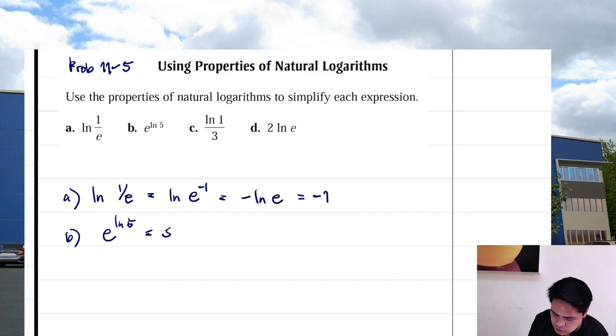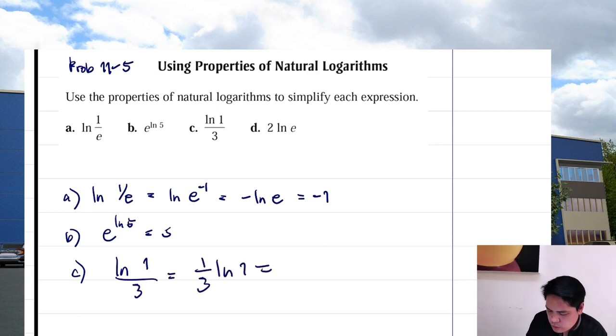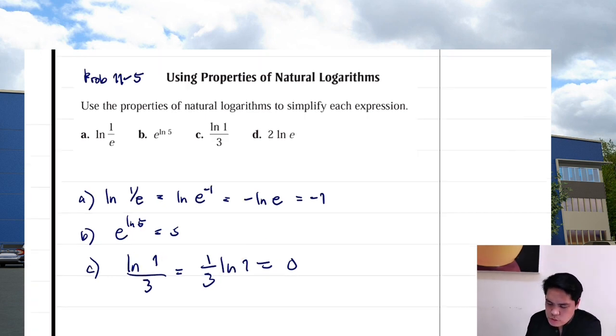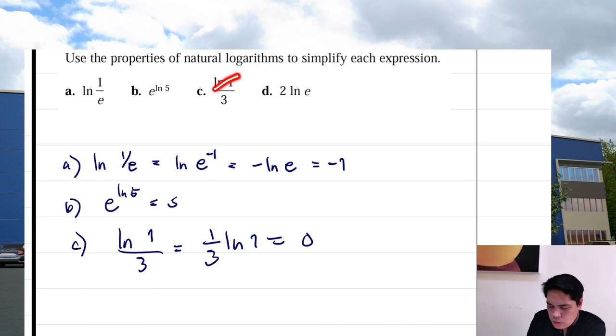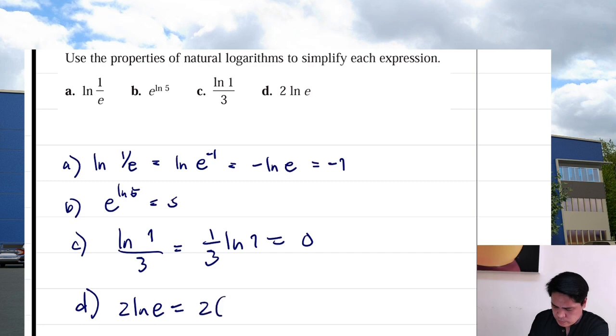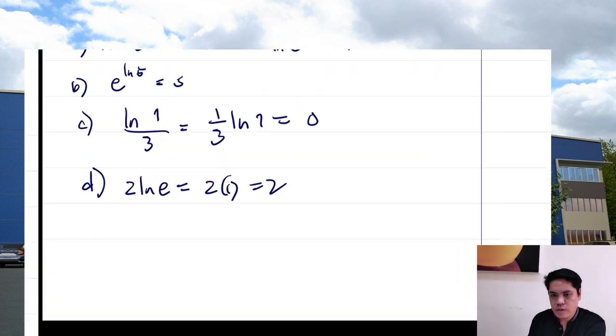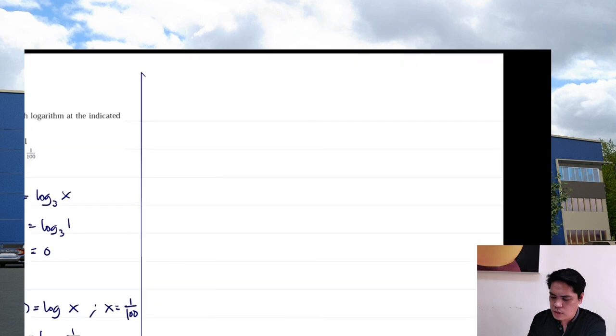Oh no, let's answer letter C. That's ln 1 over 3, or that's 1/3 ln 1. And ln 1 is 0. So, the answer is 0. So, 1/3 times 0 is just 0. Napakadali. Or ito pa lang, ln 1 is 0. 0 over 3 is 0. And this, of course, ayan, given, parang klaro naman. ln e is 1, so therefore the answer for D is just 2. So, the answer is just 2. Napakadali ng logarithm. Sige lang, we are just warming up.